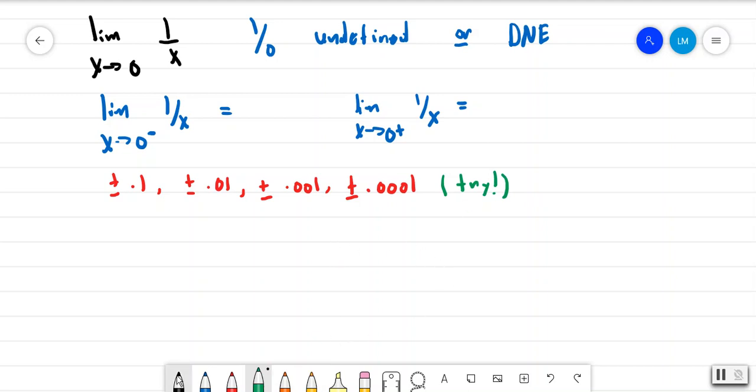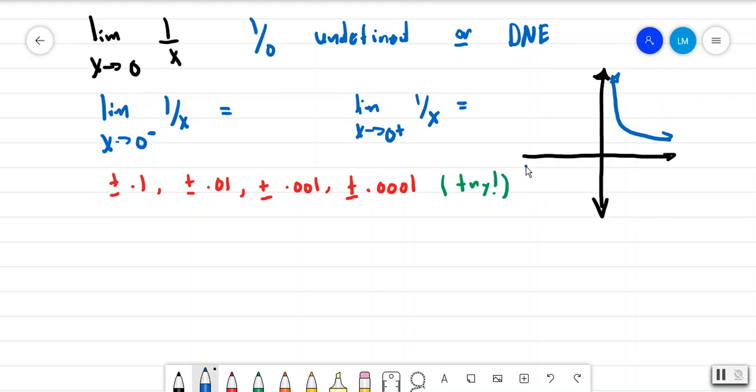But let's look at the graph of the equation. If we look at 1 over x, we'll see that 1 over x kind of looks like 1 over x squared. We'll just use a blue. It looks something like this for x positive, and then something like this for when x is negative. Now, if x approaches 0 from the right side, that's just going to give us infinity. But if x approaches 0 from the left, we get minus infinity.